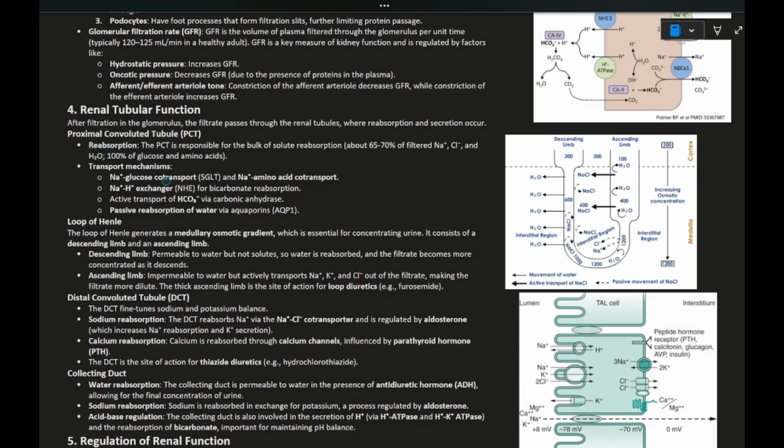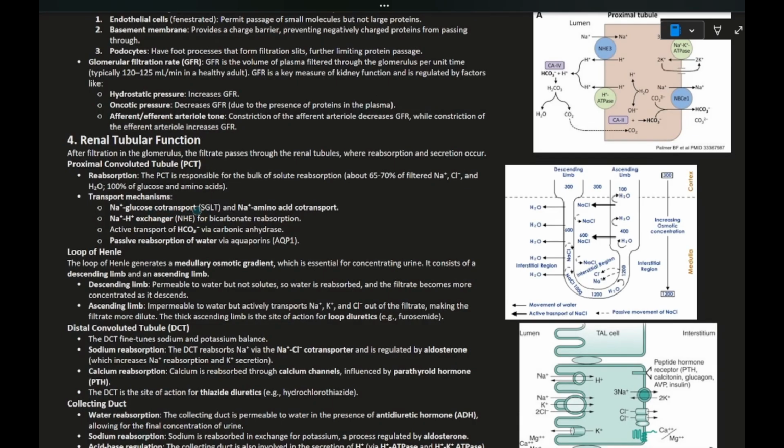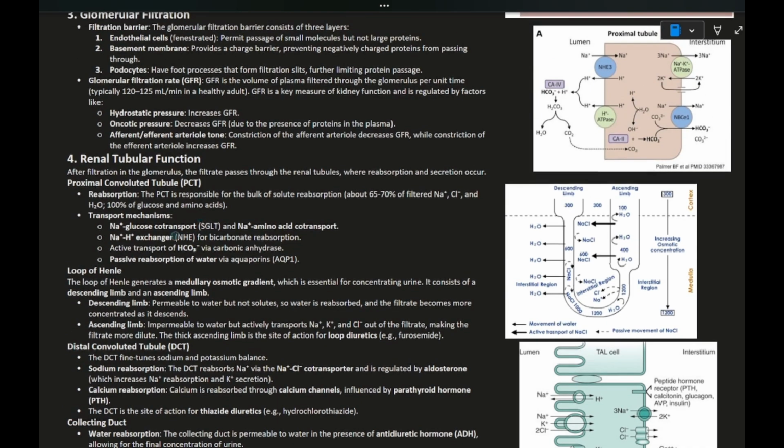First, we have the sodium glucose cotransport and the sodium amino acid cotransport. The sodium glucose cotransport is known as the SGLT transporter. And then, although it's not shown over here, you can expect the transporters to be present on this side. The next transporter, or in this case exchanger, is called the sodium hydrogen exchanger, also known as NHE. This is shown over here, and this is responsible for bicarbonate reabsorption.